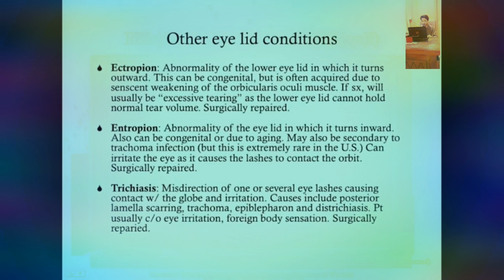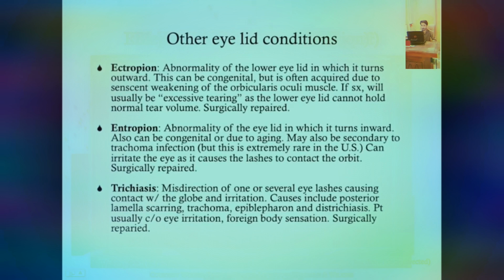Typically, this is asymptomatic, but if there are symptoms, usually it's going to be excessive tearing. Why is that? Not because you're making more tears, but because the eyelid cannot hold the tears because it's turned out. The tears are just going to drip right out of the eyelid, so it can't hold its normal volume. If this becomes problematic enough, you can repair this surgically.